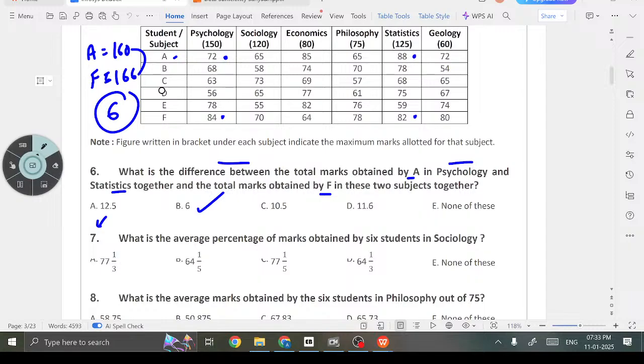What is the average percentage of marks obtained by 6 students in sociology? So, 6 students in sociology. How many marks did they get? First of all, we need to understand that. Let's see. What is the total marks which they got?